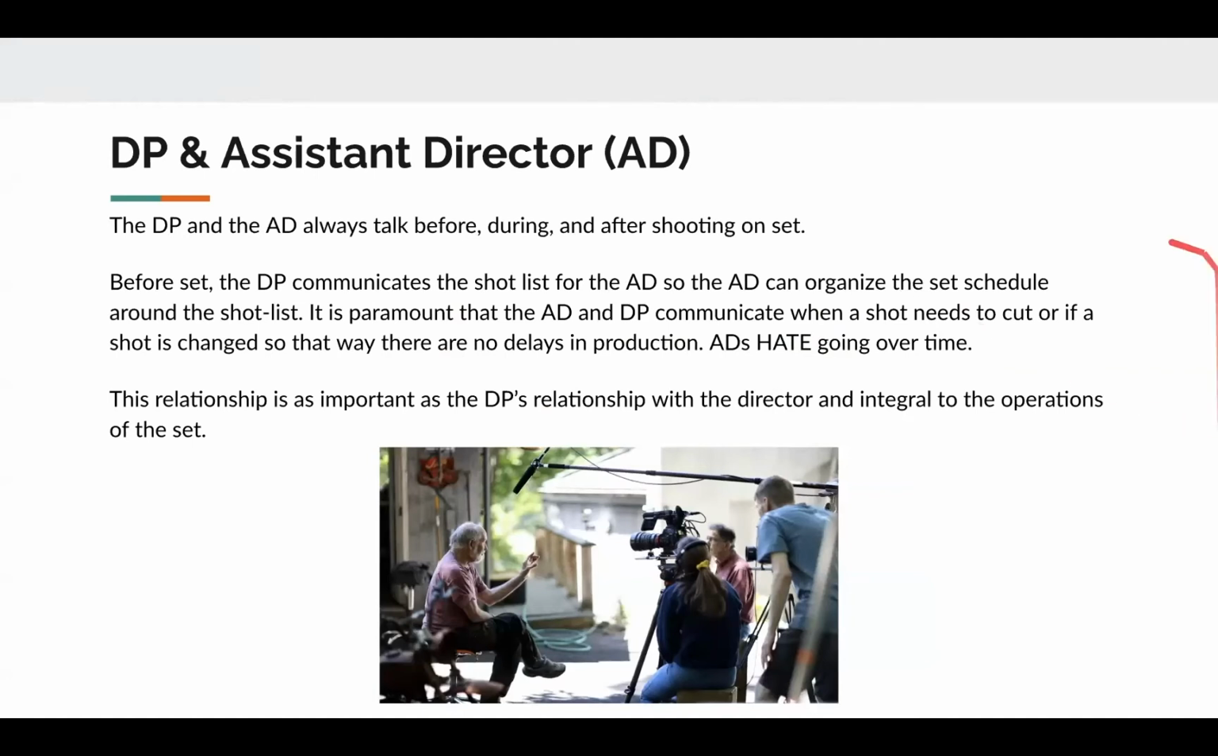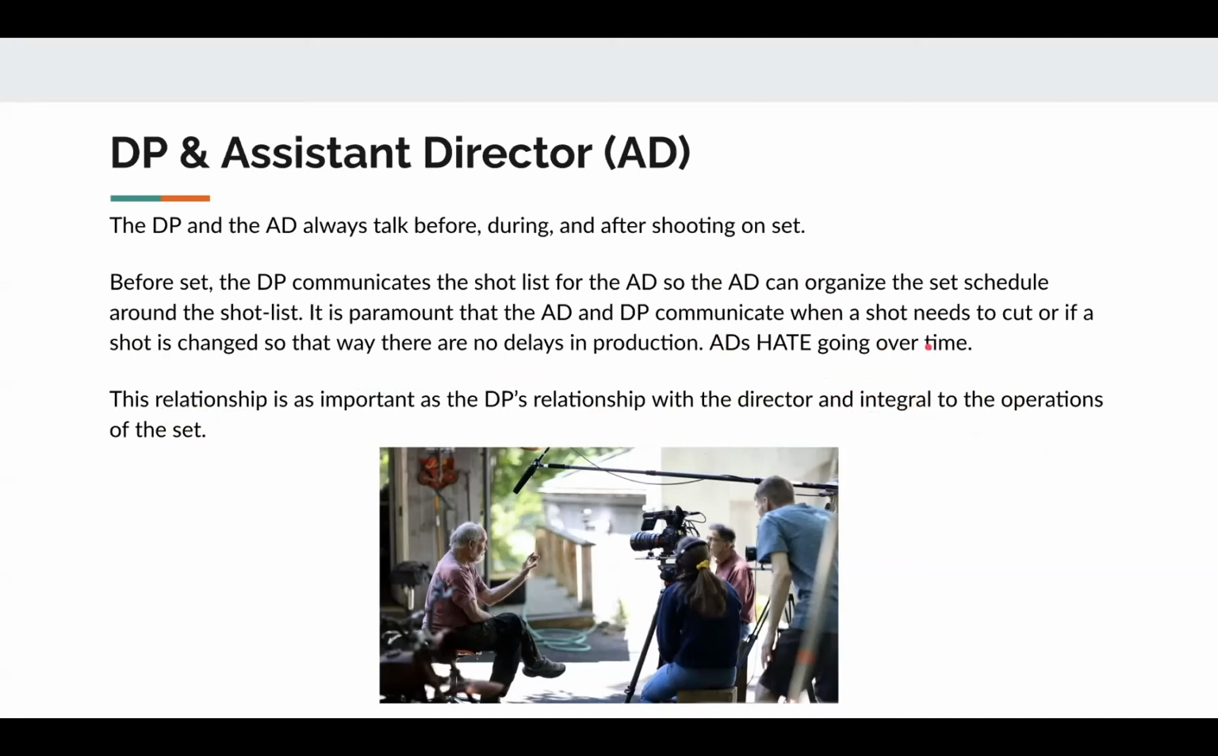And ADs hate going over time, because it's their job to basically be, for lack of a better term, the jerk on set. They are the ones that have to keep the production going. If someone yells, it's usually the one on set with a walkie-talkie on their waistband, because they need to control all aspects of the set. When lighting needs to go up, when a shot needs to go up, when the director needs to talk to the actors in between shots, and so on. And this relationship is as important as the DP's relationship with the director, because it's integral to the operations of the set.